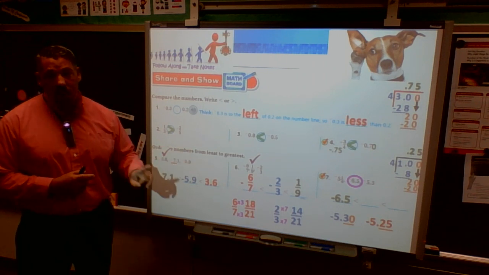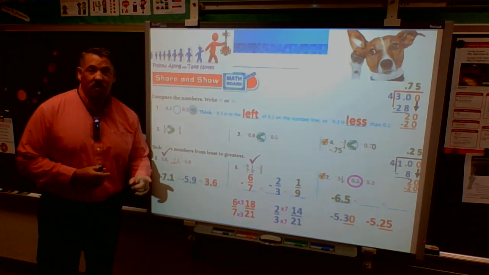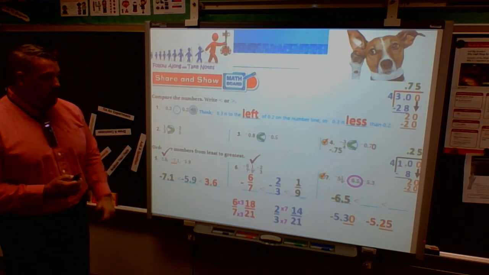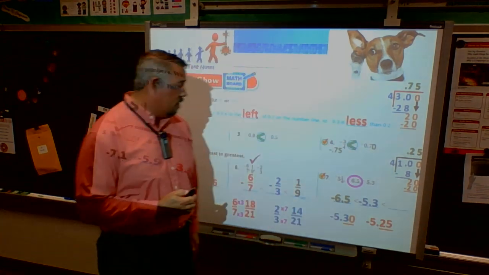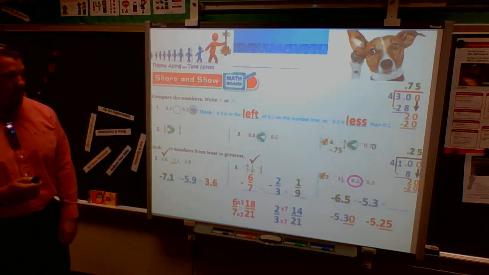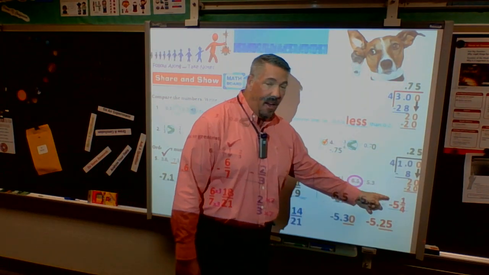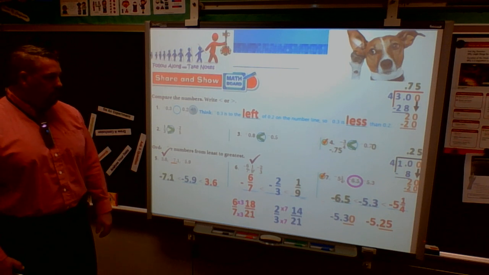Dealing with decimals, I have to have the same number of decimal spaces, so that I know what I'm looking at is taking 30 steps to the left or 25 steps to the left. That tells me then that the one further away is the 30 steps. So my negative 5 and 3/10 is written down, and then my negative 5 and 1/4, remember to put it back into its original form, has to be the greater value.